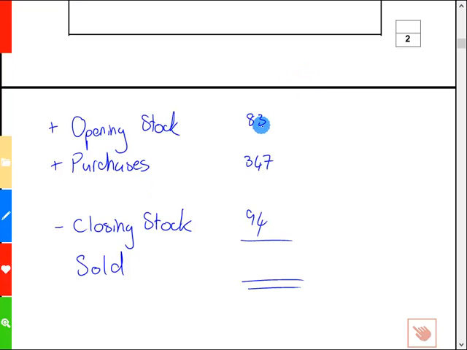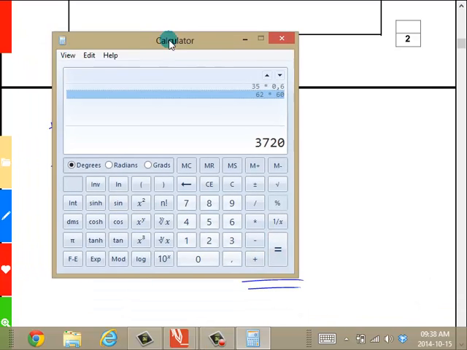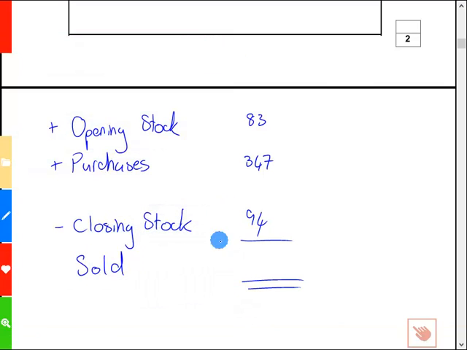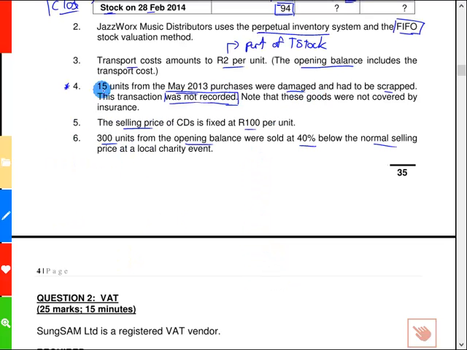So if we take just our opening stock 83 plus the 347 minus the 94, we get units sold of 336. But not all of these units were actually sold. Why do we know that? Because the information says that 15 units were damaged.